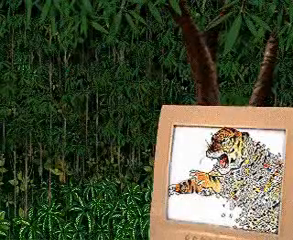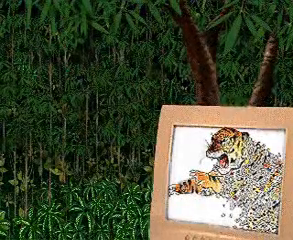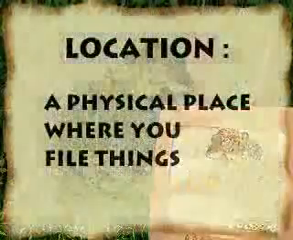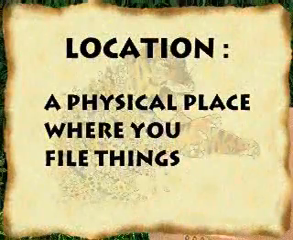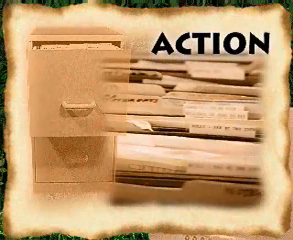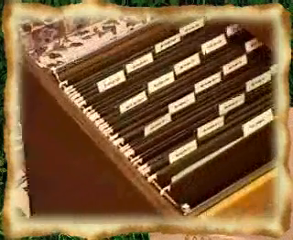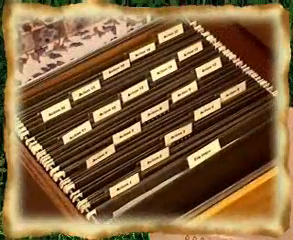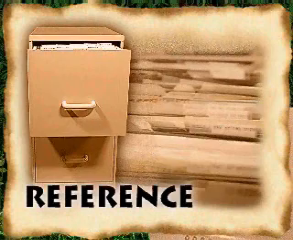There are a few simple steps you must take to get started. The first step in taming the paper tiger is to create one or more locations. A location is simply a physical place where you file things. For example, the location for the files you use often, what we will call action files, may be the file drawer beside your desk. Your filing location for files you may not need as often, called reference files, might be in a file cabinet in your office or down the hall.